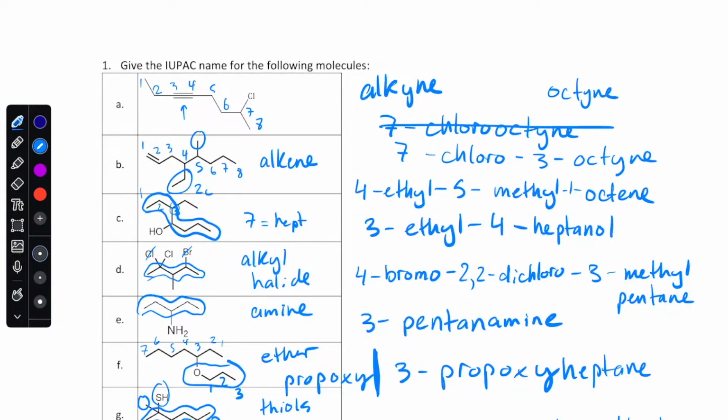And then we have to say how many methyls we have, which is 3, and their positions, which there's another one on carbon 2, and there's 2 of them on carbon 5. So this would become 2, 5, 5 trimethyl 2-hexane thiol.